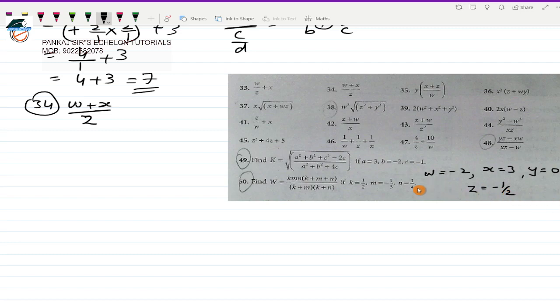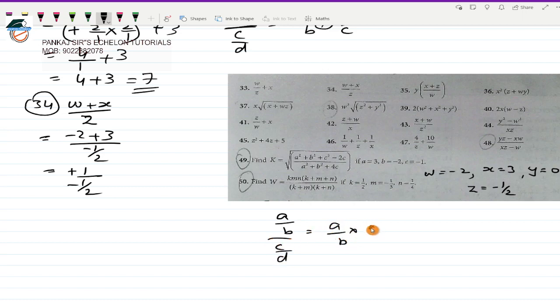If you plug in the values, for w I'm going to take -2, plus x I'm going to take 3, upon z I'm going to take -1/2. First I will simplify this numerator. -2 plus 3 has to be +1. So it will be +1 upon -1/2. Now this again becomes like what I told you: a upon b divided by c upon d equals a upon b into d upon c.